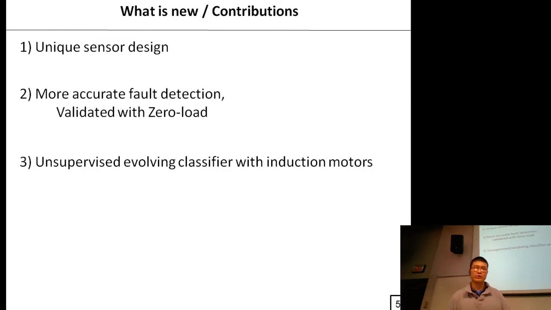And there's also a more accurate fault detection scheme that I've developed that I've also validated under zero load free running shaft conditions, which is a condition ignored in most publications, despite it actually being useful for at least one of our local companies. And also, I have developed an unsupervised evolving classifier for use with broken rotor bars in induction motors. I could not find an equivalent publication on that subject.